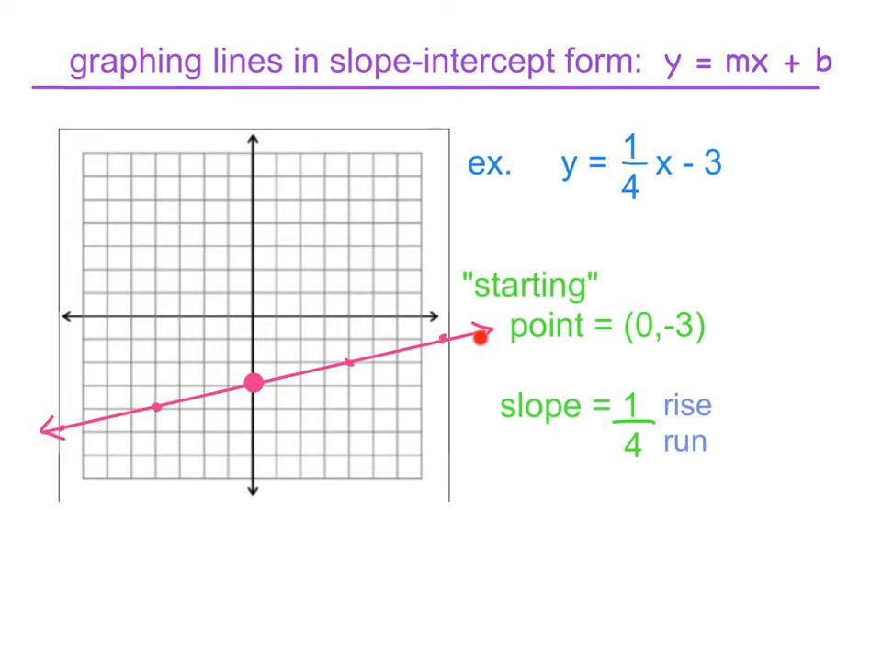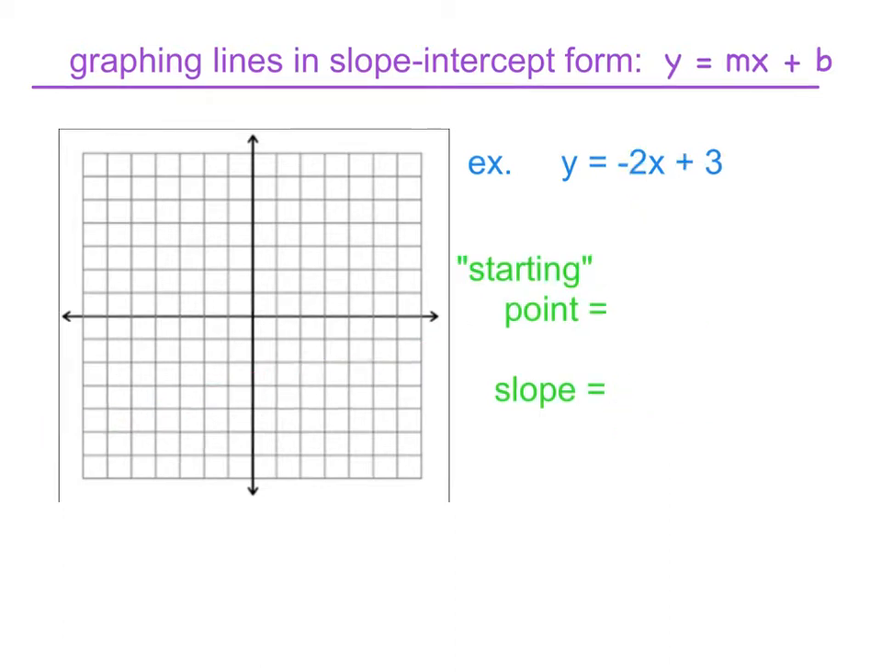Hopefully your line matched my line and you are now confident and ready for one more of these. So here we go. One more. Okay, still slope-intercept form. I just want to make sure we talk about every possibility out there. What happens when your slope is negative? So pause the video, try to graph this line yourself, and we'll see if yours matches mine.